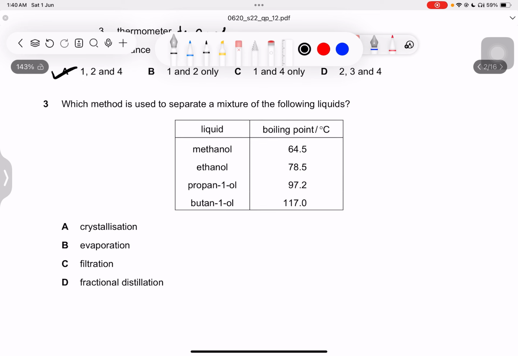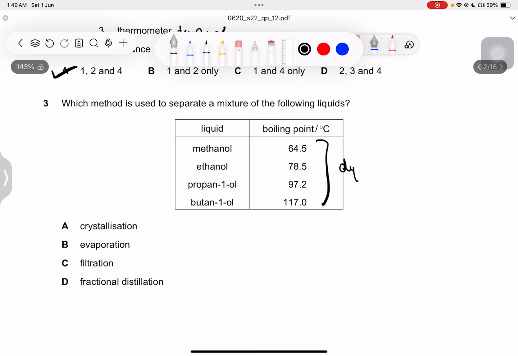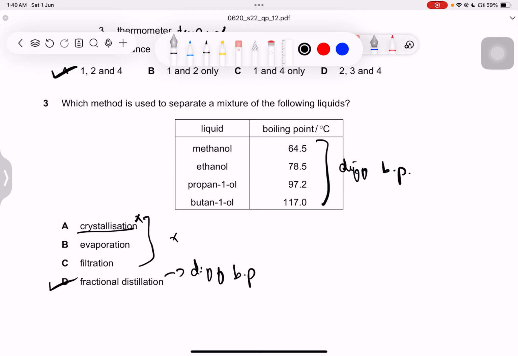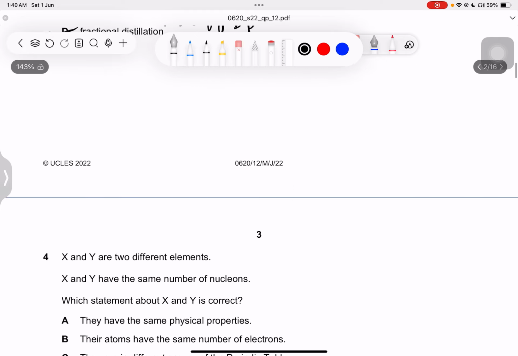Next, which method is used to separate a mixture of the following liquids? Okay, so they have different boiling points. So fractional distillation depends on different boiling points. Crystallization has nothing to do with the boiling points and it does not separate different liquids. And all these, in fact, do not separate different liquids. They are used to obtain solids.